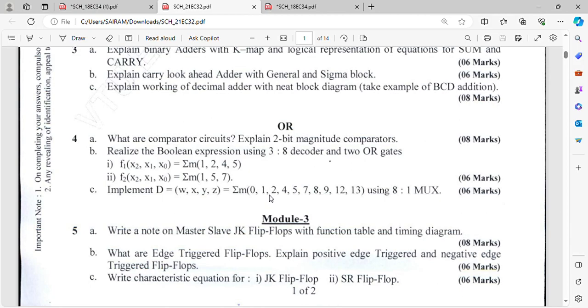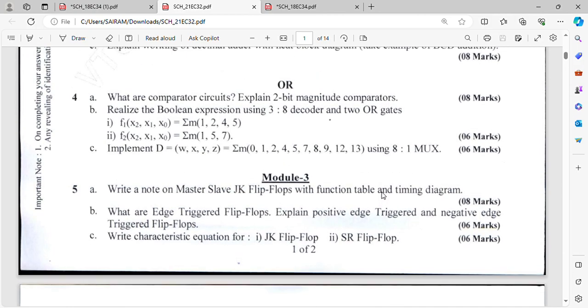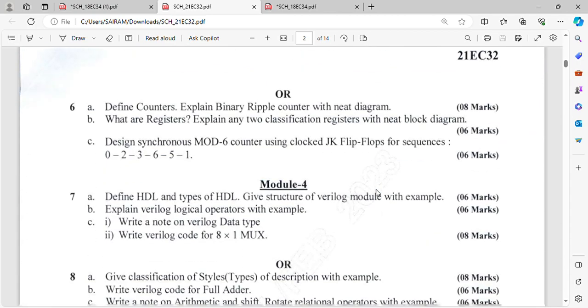Okay, so this is C4C question. So you're going to solve it using 8:1 multiplexer. So it is for 6 marks. So let's see.